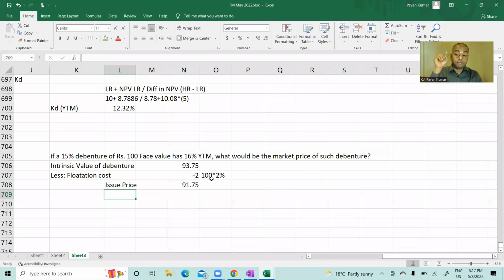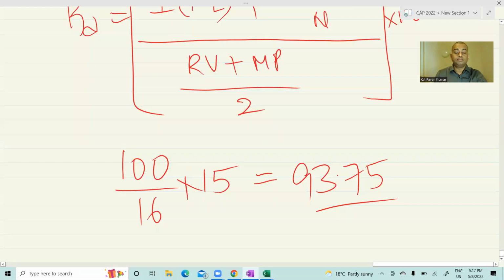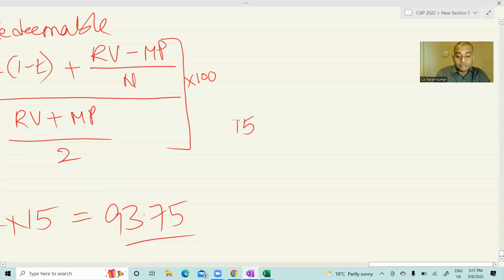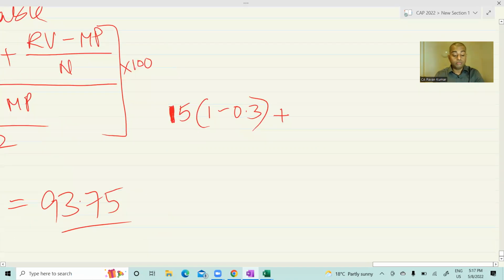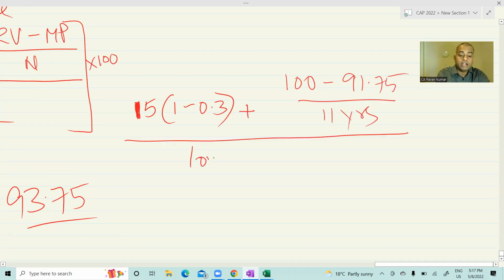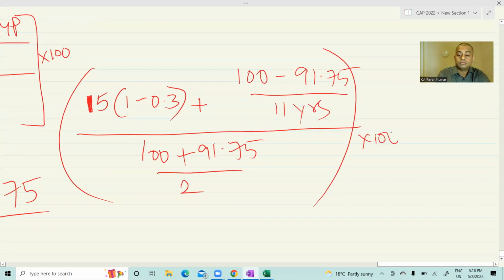Now you apply this big formula with 91.75. So what is interest? 15 rupees into 1 minus 0.3 plus what is redemption value? If nothing is mentioned, we'll take 100 rupees. We assume that debentures are redeemed at par, minus 91.75 divided by 11 years, whole divided by 100 plus 91.75 divided by 2 into 100. Okay, guys, can you simplify this and tell me? So this is 10.5.